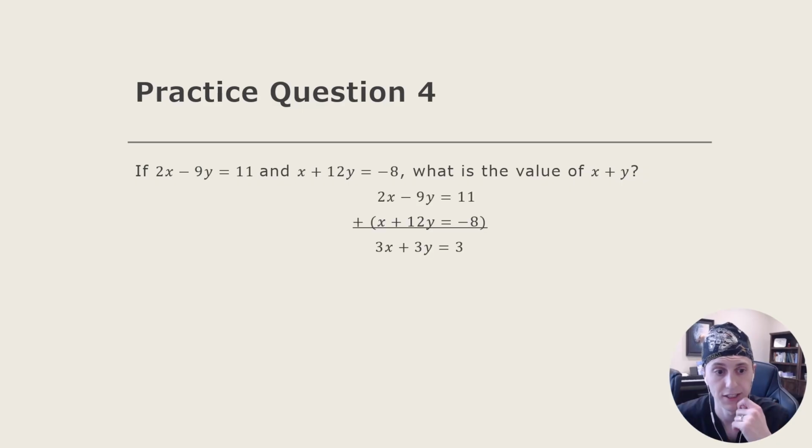So to start off, I just add the two equations together. We got 2x minus 9y equals 11 plus the whole second equation of x plus 12y equals negative 8. And that becomes 3x plus 3y equals 3. And remember, our end goal is to solve for x plus y. So I can see here, if I just divide this last equation by 3, I will get x plus y equals 1, as you see there. So now there's our answer.